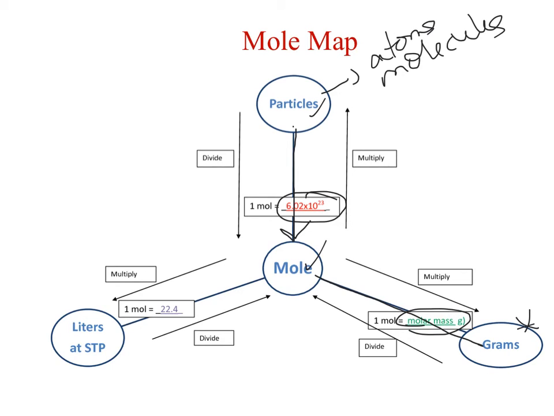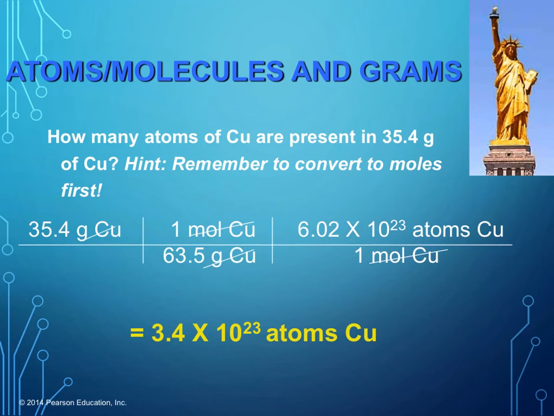So let's try some. How many atoms of copper are there in 35.4 grams of copper?